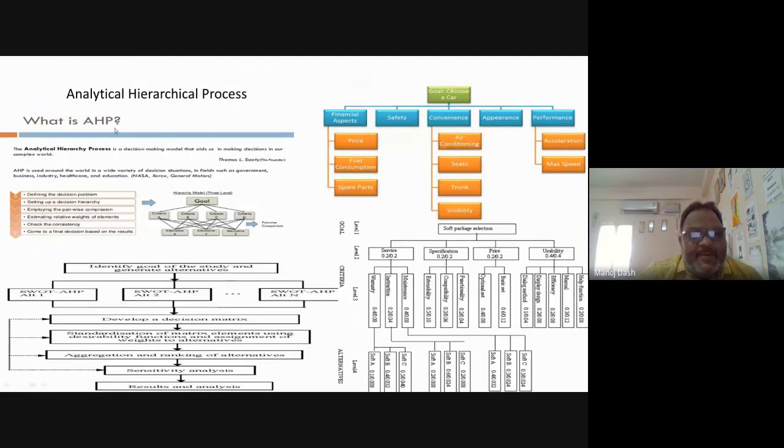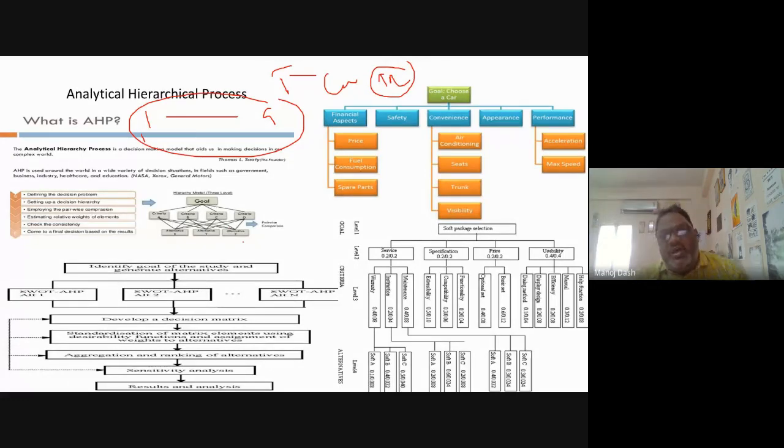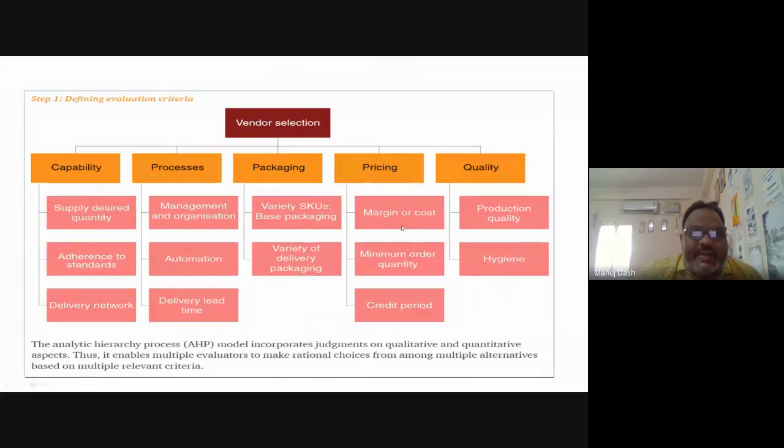You can apply it in a crisp environment, that is the 1 to 9 point scale, or you go for fuzzy AHP, which is for a complex environment. For example, there are different fuzzy scales: triangular fuzzy, trapezoidal fuzzy. Generally in management, people use triangular fuzzy. Now I give you one example. I want to select a vendor. For vendor selection, I have different factors: capability, process, packaging, pricing, and quality. For capability, I have three sub-parameters, and for process I have three sub-parameters.